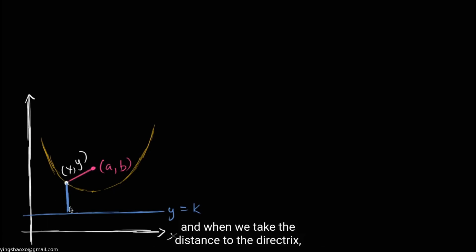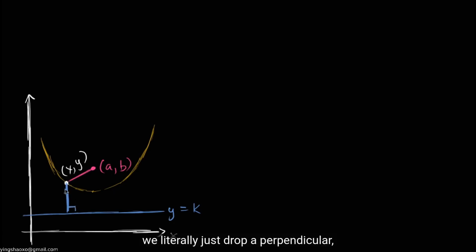When we take the distance to the directrix, we literally just drop a perpendicular. That's going to be the shortest distance to that line. But the distance to the focus, we see that's at a bit of an angle, and we might have to use the distance formula, which is really just the Pythagorean theorem. So let's do that. This distance has to be the same as that distance.